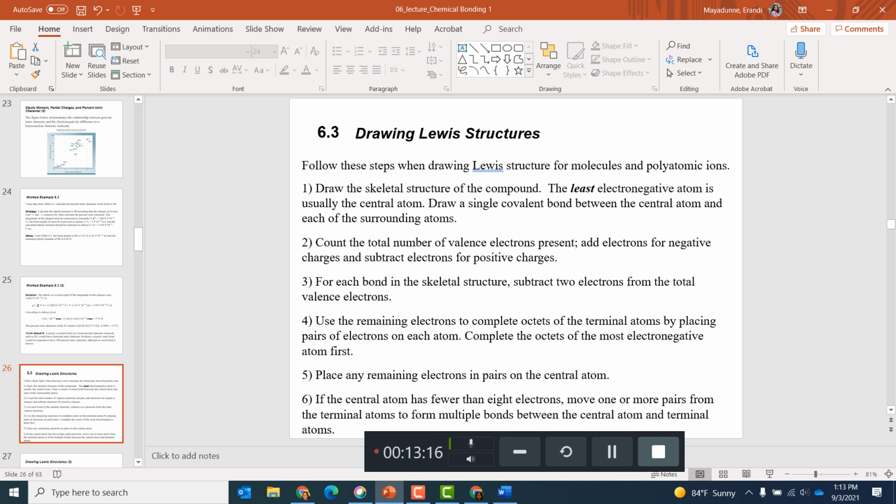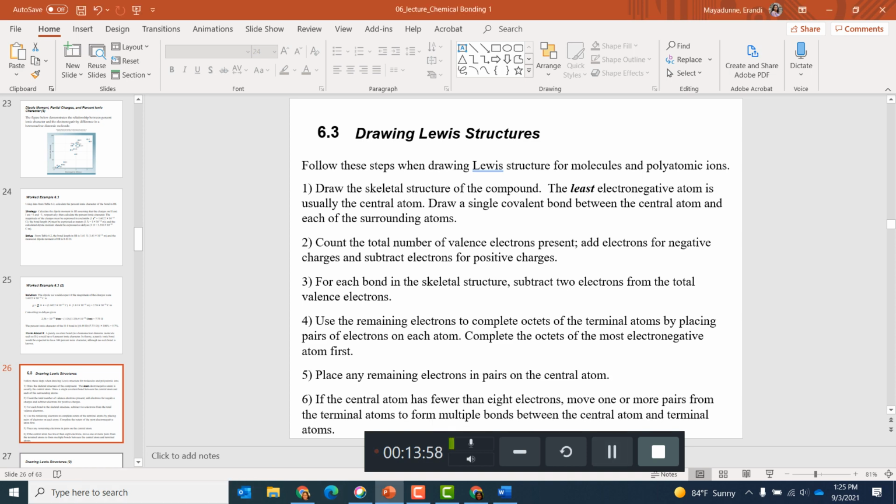For each bond in the skeletal structure, subtract 2 electrons from the total valence electrons. Once you calculate the valence electrons, you attach the other atoms to the central atom and fill the electrons on the outer atoms first. First you give the octet to the outer atoms, and then finally you look at the center atom. When you look at the center atom, you see whether these atoms have an octet. Okay, so in drawing the Lewis structure, you need to follow all these instructions.